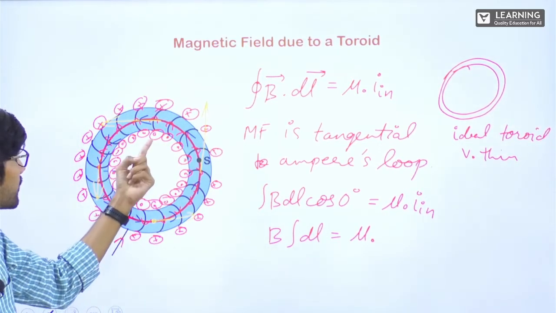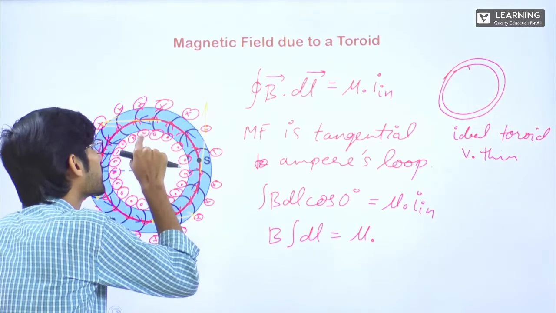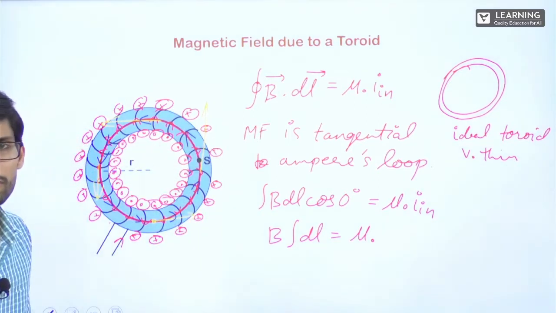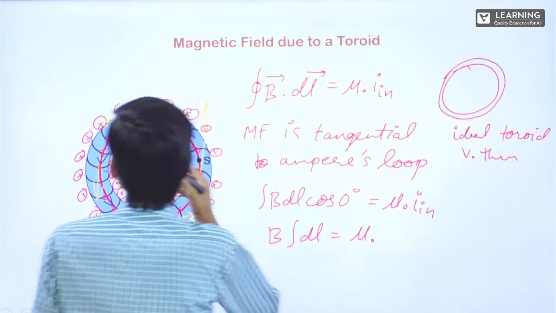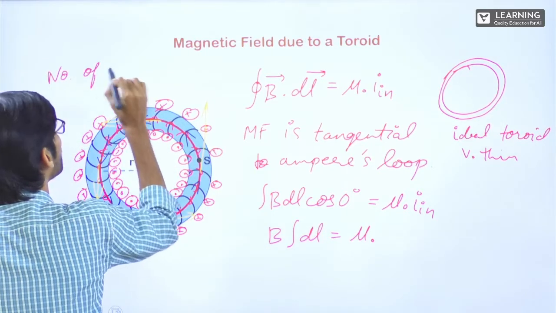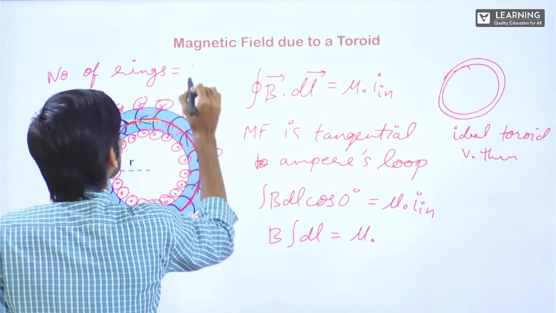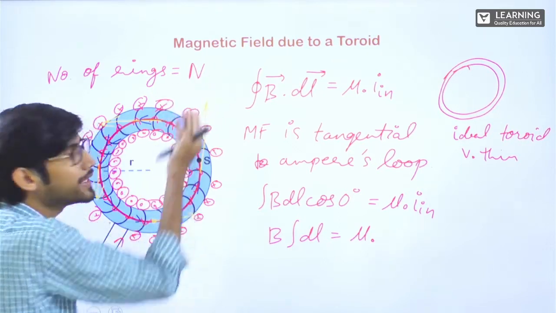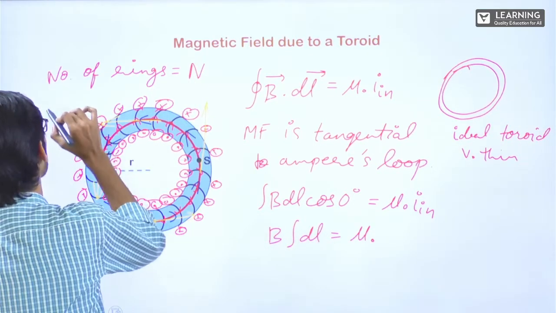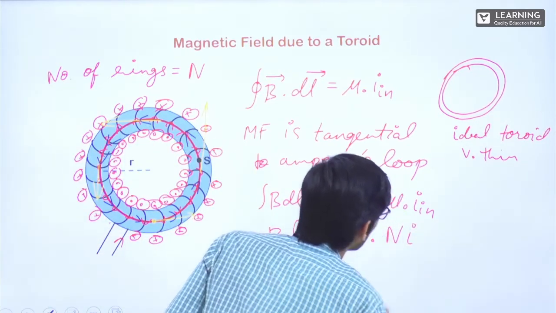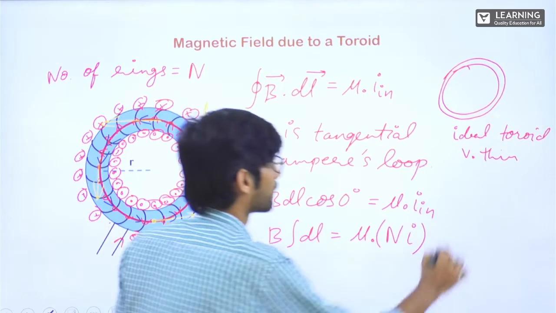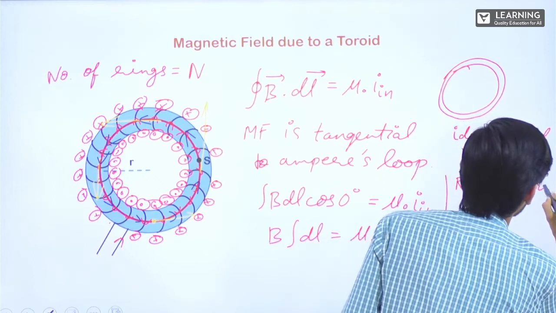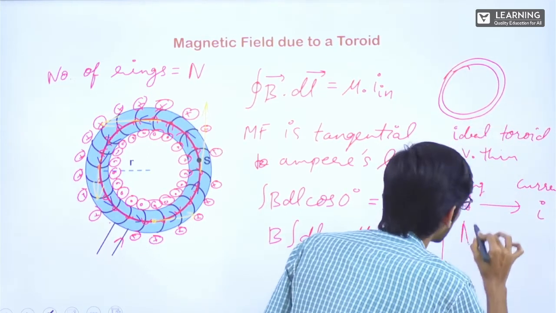See how much current is coming out: I. From this wire, I is coming out, and from each wire I is coming out. If n rings are there, let's say the number of rings is equal to n. So in one ring, current I is coming out from each wire. If n wires are coming out, that means the current will be n into I. In one ring, the current is I. So in n rings, the current will be n into I.